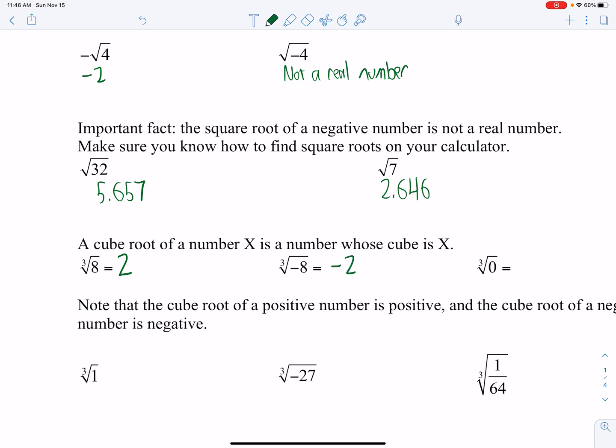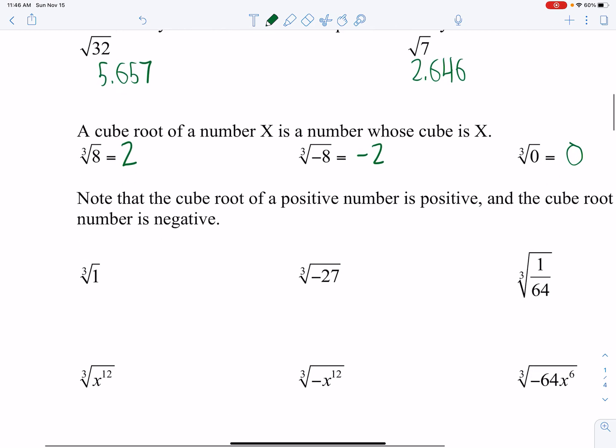The answer is negative 2, because negative 2 times negative 2 times negative 2 is negative 8. Or if we want to find the cube root of 0, well, the cube root of 0 is 0. The root of 0 is always 0, no matter whether it's a square root, cube root, fourth root, anything like that. Same sort of thing with the cube root of 1. The root of 1 is always 1.